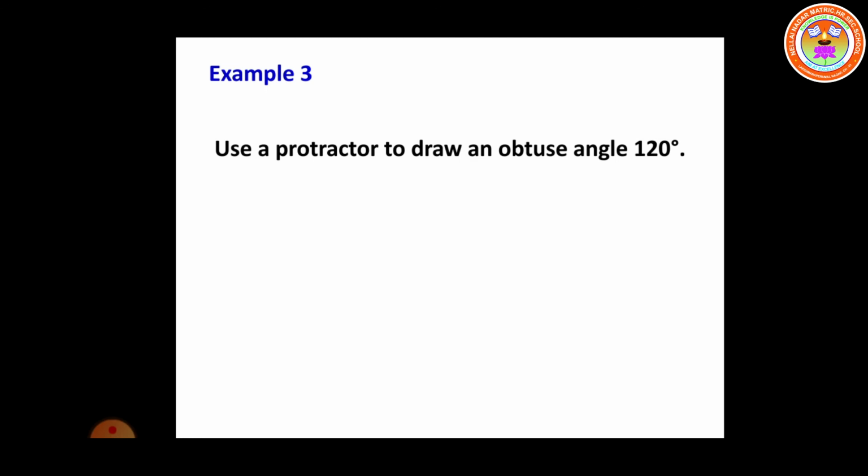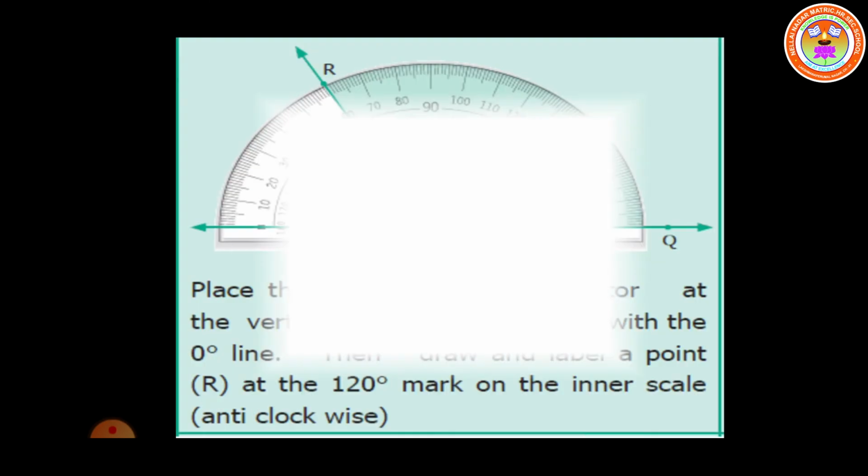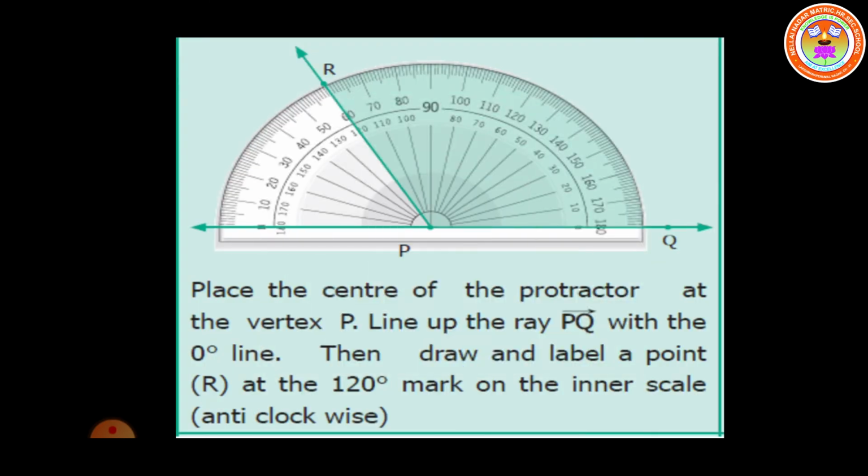Use a protractor to draw an obtuse angle. Obtuse angle means more than 90 degree. Obtuse angle 120 degree. First step, draw the base ray. Second step, place the center of the protractor at the vertex P. Line up the ray PQ with the 0 degree line. Then draw and label a point R at the 120 degree mark. See, at the bottom where 0 comes, inner scale. So in the inner scale you have to see 120 degree. So 120 degree where you see, that place you mark the point R.